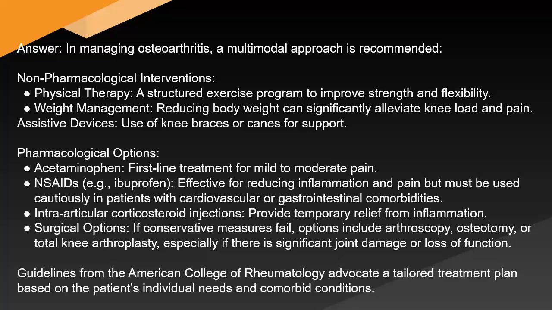Assistive devices: use of knee braces or canes for support. Pharmacological options: acetaminophen, first-line treatment for mild to moderate pain; NSAIDs such as ibuprofen, effective for reducing inflammation and pain, but must be used cautiously in patients with cardiovascular or gastrointestinal comorbidities. Intra-articular corticosteroid injections provide temporary relief from inflammation. Surgical options: if conservative measures fail, options include arthroscopy, osteotomy, or total knee arthroplasty, especially if there is significant joint damage or loss of function. Guidelines from the American College of Rheumatology advocate a tailored treatment plan based on the patient's individual needs and comorbid conditions.